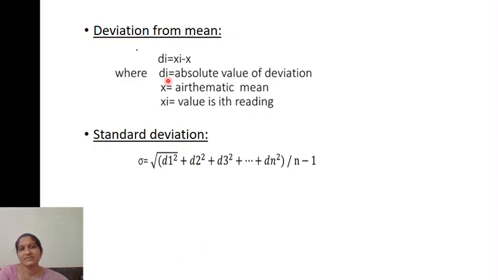Next is using the deviation from the mean. Deviation from mean means we know that x̄ is nothing but the arithmetic mean and xi is the value of the ith reading.